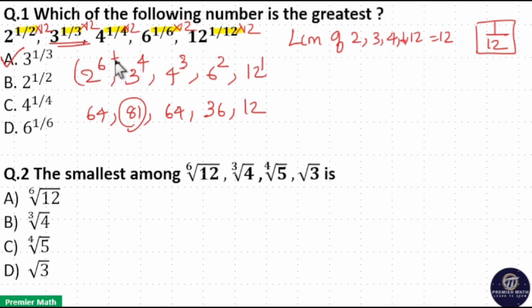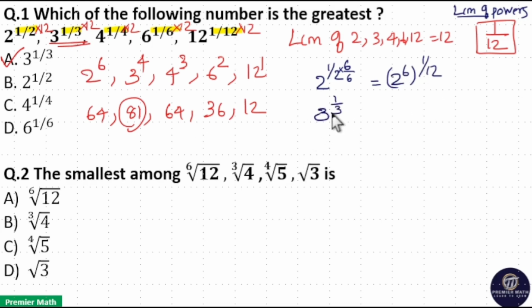The concept is, here, the LCM of powers is equal to 1 by 12. Now, 2 raised to 1 by 2 is the first number. Now, write all these numbers in powers of 1 by 12 because the LCM of powers is 1 by 12. To write it in terms of 1 by 12, multiply it with 6 by 6, which is equal to 2 raised to 6 raised to 1 by 12. Now, you can see 2 raised to 6 raised to 1 by 12 is equal to 2 raised to 1 by 2.